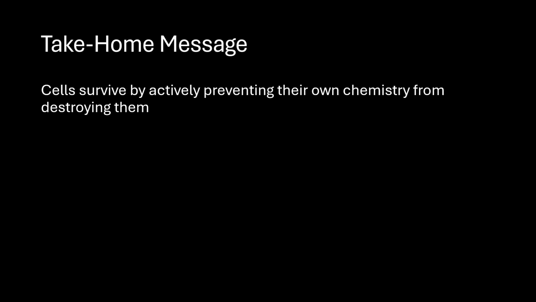This is the core idea to take with you. Cells do not exist because chemistry works. They exist because systems work hard to keep chemistry under control. Once you see cells this way, everything else in biology starts to make more sense. We can have the right model of a cell. We can finally start asking the right questions about regulation, growth, damage, and failure. That's where we're going next.